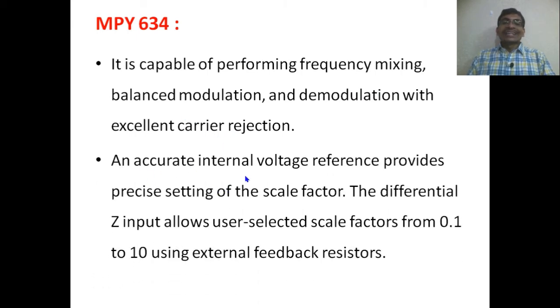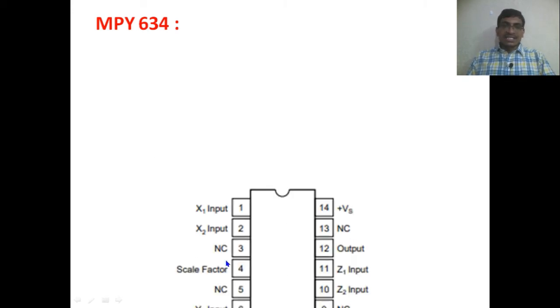An accurate internal voltage reference provides precise setting of scale factor. The differential Z input allows the user selected scale factor from 0.1 to 10 using the external feedback resistor. So we can use the differential input Z. As I told, it has X, Y and Z type of inputs. So by using the Z input, we can select the different scaling factors, different multiplication factors from 0.1 to 10 by using the external feedback resistor.